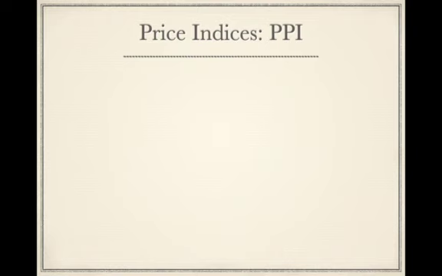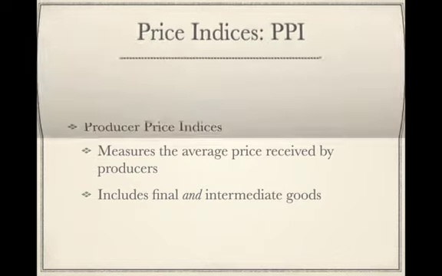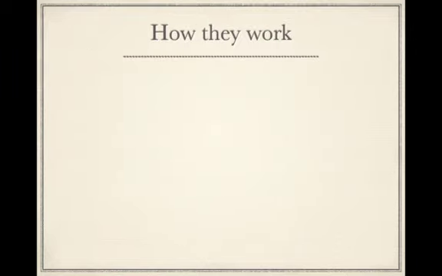There's another option. There's a whole bunch of different PPIs, or producer price indices. And this is going to be measuring, again, the typical price received by producers. And this is going to include final and intermediate goods, which means it is an even broader measure than GDP deflator. So that's some sense of what these different things are.